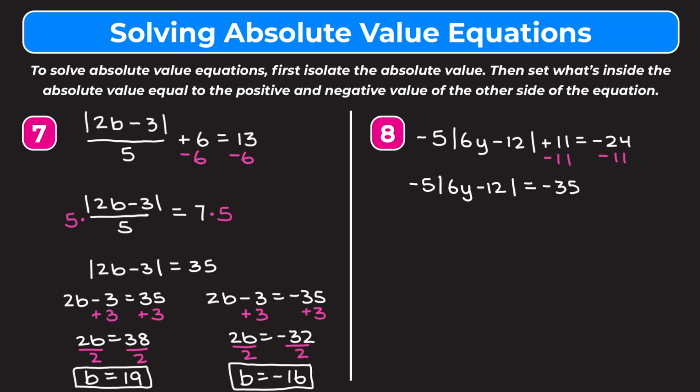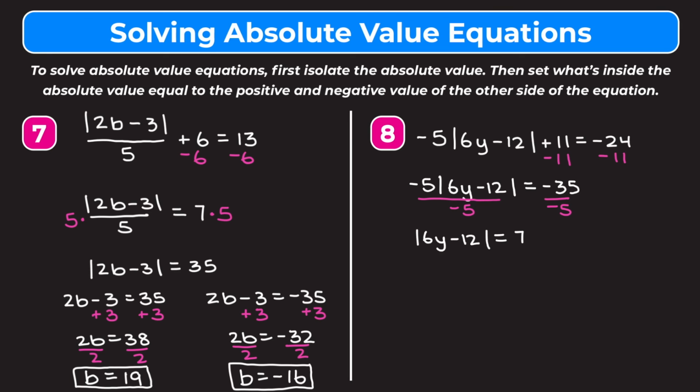And now remember, before we can evaluate whether or not we have no solutions, even though we have a negative on the right side, we have to get our absolute value by itself. So we have to get rid of this negative 5 on the left side of our equation. We're going to do that by dividing both sides by negative 5. On the left side, negative 5 divided by negative 5 is 1, so we're left with the absolute value of 6y minus 12. And on the right side, negative 35 divided by negative 5 becomes a positive 7. So now that our absolute value is isolated, and we have a positive number on the right side, we know that we are going to have two solutions.